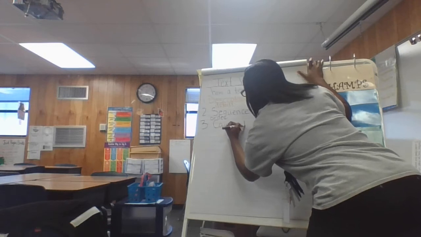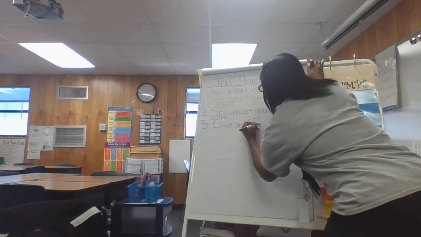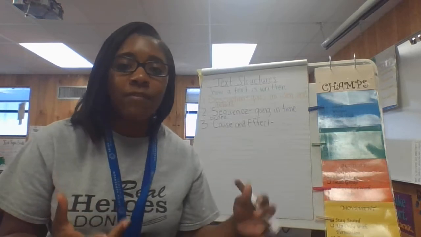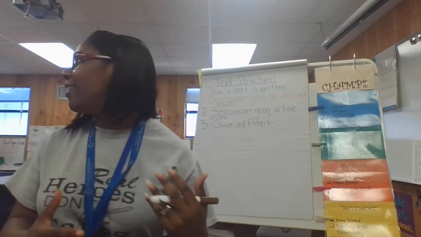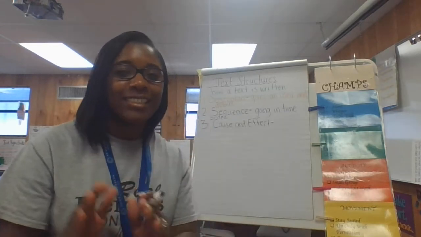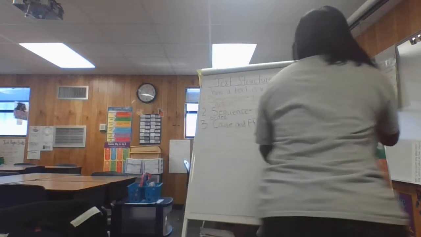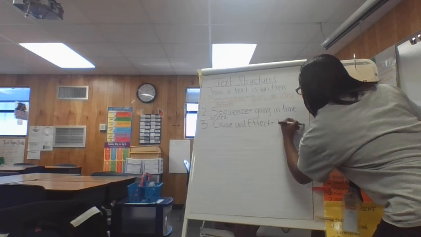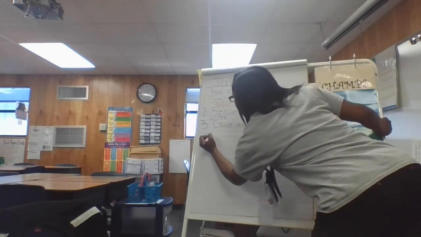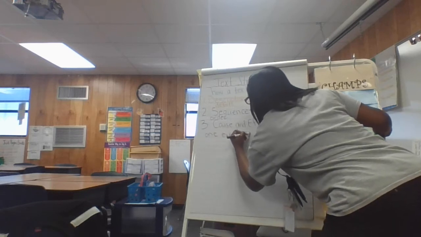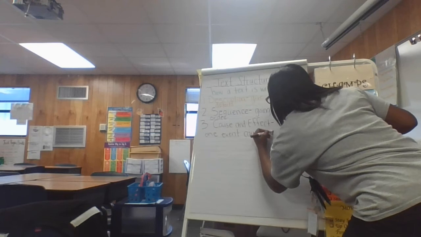So the third one is cause and effect. Cause and effect tells how one event causes another. The rain causes a rainbow, okay? So this one tells how one event causes another.